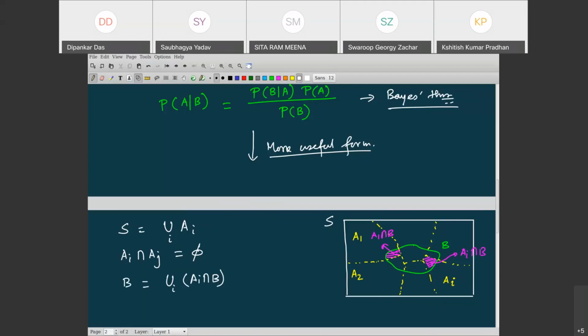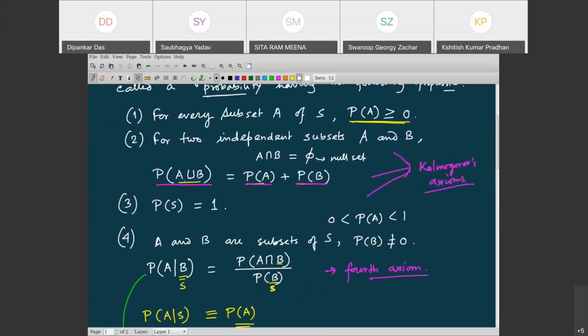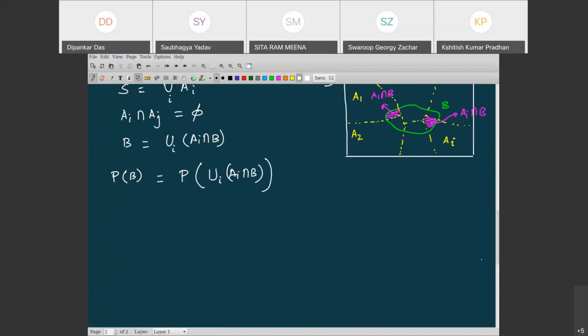Then if all these things are disjoint, I can write the probability of B, which is then the probability of the union of AI intersection B. Let me put another bracket here. Now, remember from my second or third axiom that the probability of the union of two disjoint sets is the sum of the probabilities corresponding to those sets. So again, this one I can write as the sum of the probabilities of those individual intersections, AI intersection B.